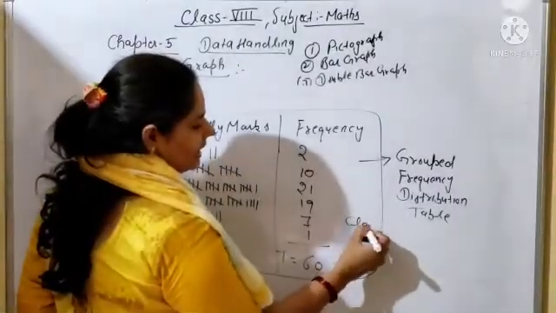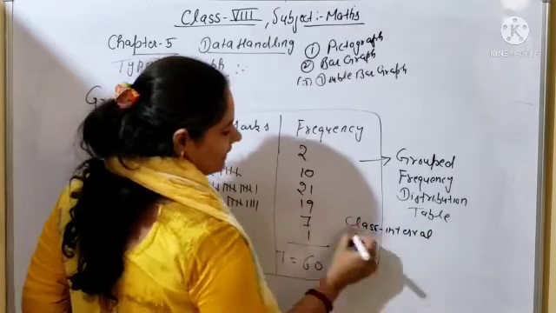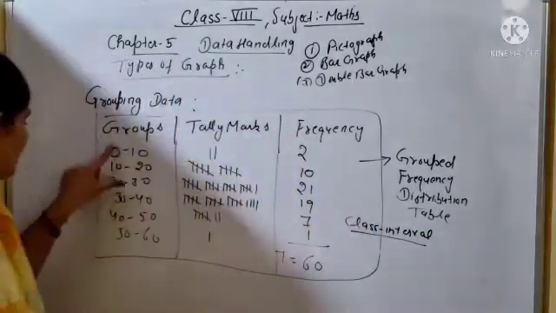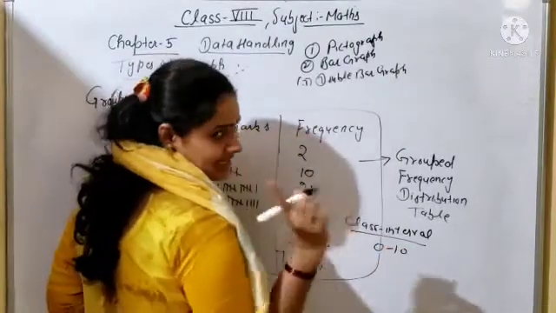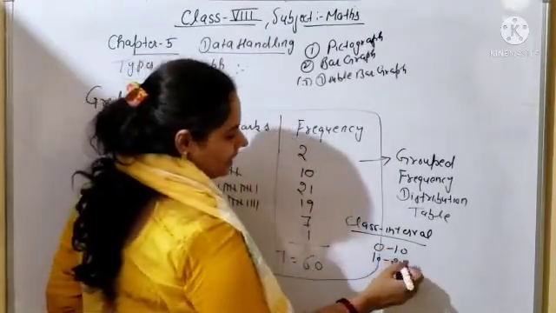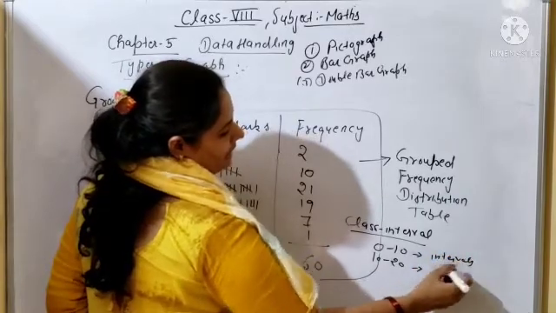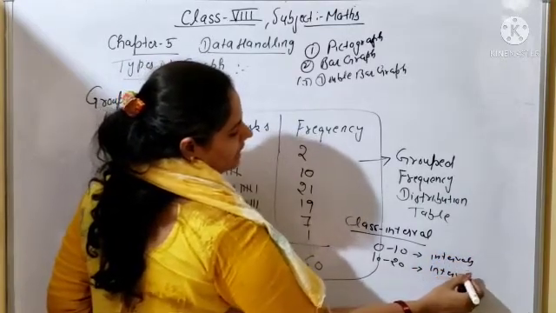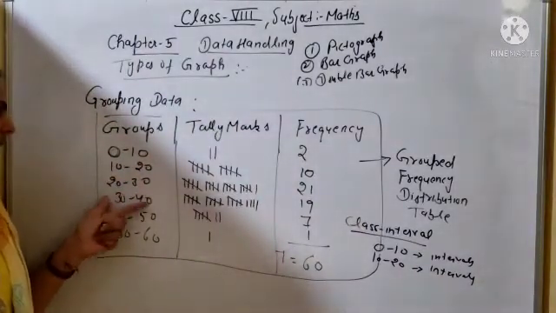This is called the class interval. So what are the class intervals? All these are class intervals: 0 to 10, this is a class interval; 10 to 20, class interval. These are called the intervals, or you can say class intervals. 0 to 10 class interval, 10 to 20, 20 to 30.